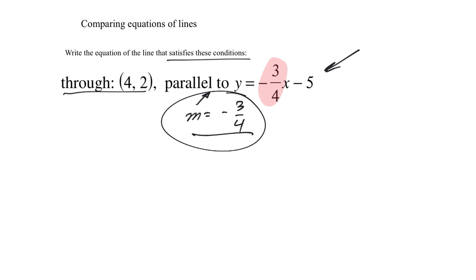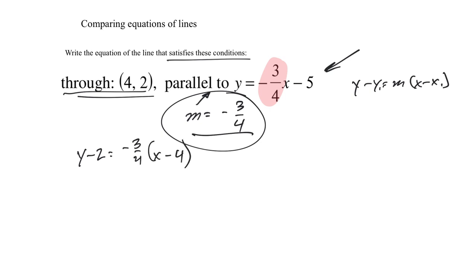So I have a slope, I have a point. We're going to use point slope. I wrote it backwards. We're going to use point slope formula, and then we're going to solve to put it into slope intercept form. So let's do that quickly. I have y minus 2 equals negative 3/4 times x minus 4.